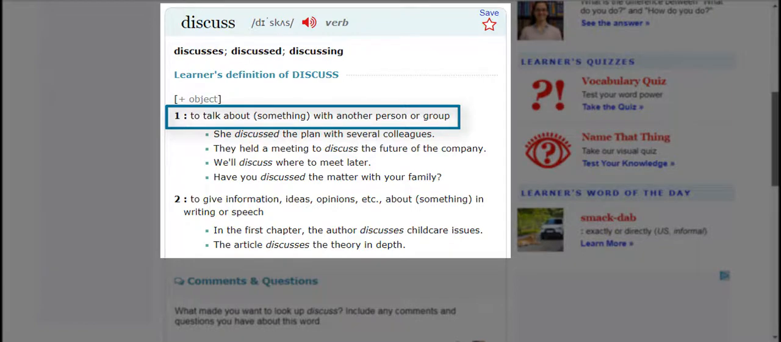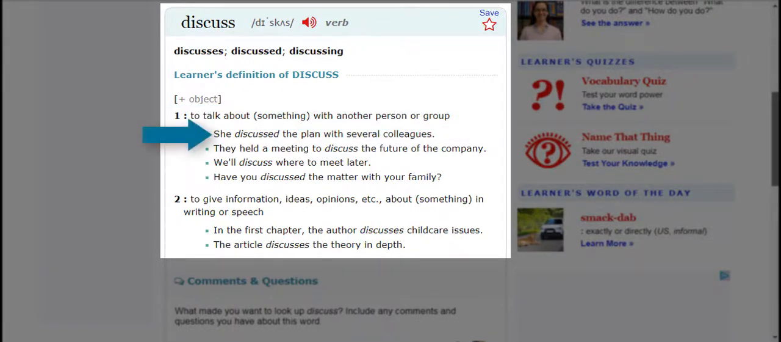You can see many examples here, such as discuss the plan, discuss the future, and discuss where to meet. The fact that discuss is transitive tells us that we shouldn't add a prepositional phrase after the verb, discuss, such as discuss about the plan.